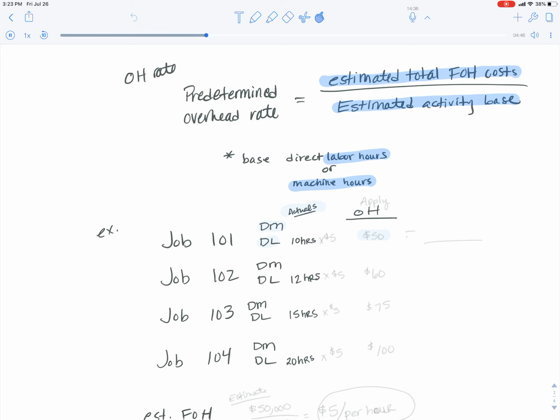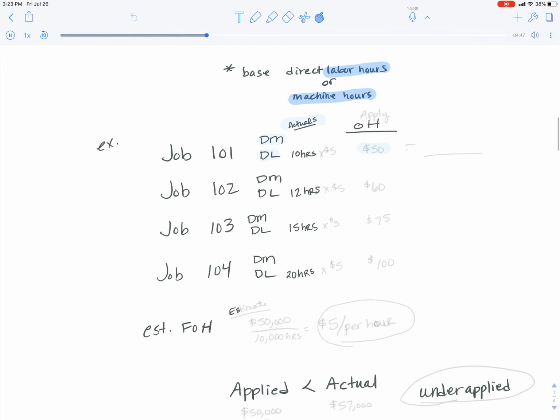But at the beginning of the period, we would have made an estimate first. So we would have said, I think we're going to have overhead costs this period of $50,000, and that's an estimate. And we think we'll have a total of 10,000 labor hours, also an estimate. So we're going to apply overhead for every hour actually worked. We're going to apply $5 an hour.